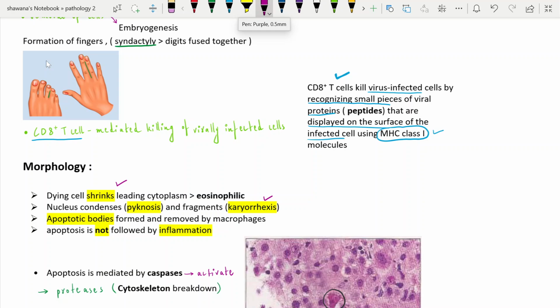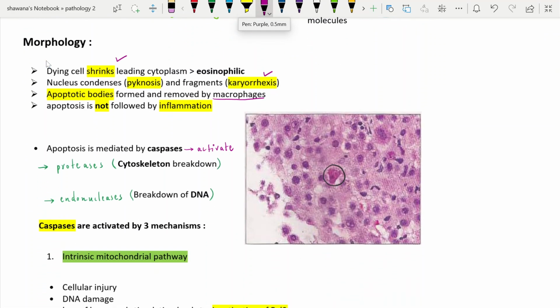After that, apoptotic bodies are formed as a result of apoptosis, and these bodies are removed by macrophages. Okay, and apoptosis is not followed by inflammation, as in case of necrosis. After necrosis there are chances of inflammation, and there's always an inflammatory process going on, but in case of apoptosis it does not lead to inflammation. As you can see in the diagram, this eosinophilic cell is the apoptotic cell, the cell which is undergoing apoptosis. So you can see here in the diagram.